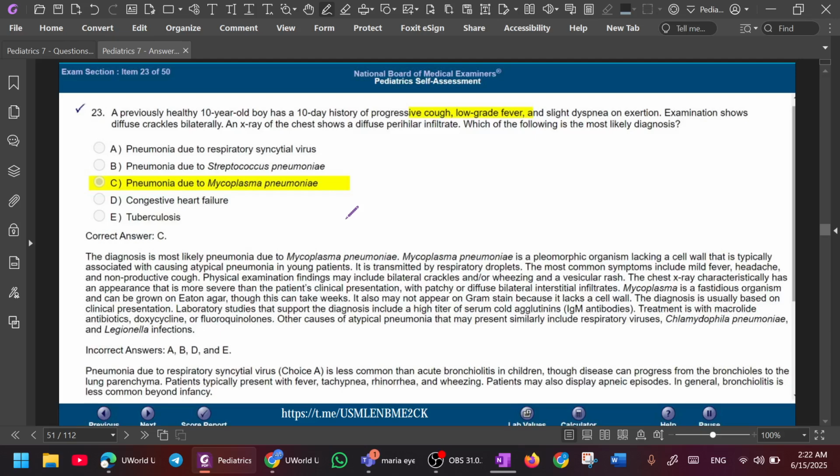The diagnosis is usually based on clinical presentation. Lab studies that support the diagnosis include a high titer of cold agglutinins, IgM antibodies. Treatment is with a macrolide antibiotic, doxycycline, or fluoroquinolones. Other atypical pneumonias that may present similarly include respiratory viruses, Chlamydophila pneumoniae, and Legionella infections. Next.